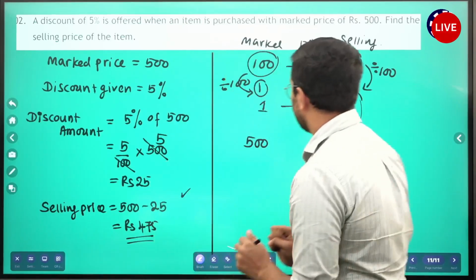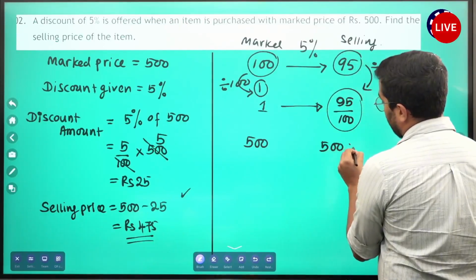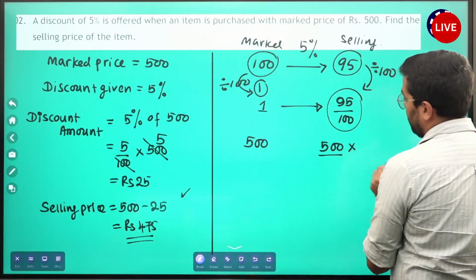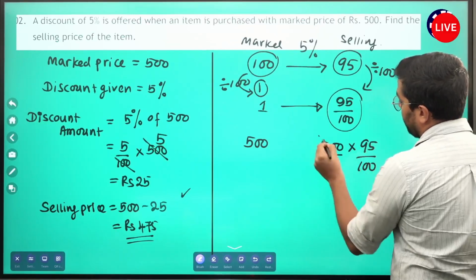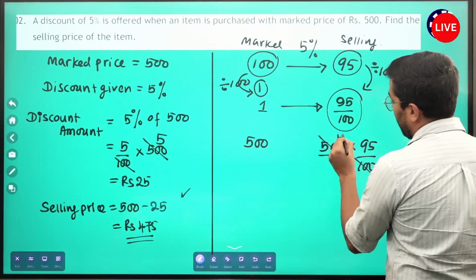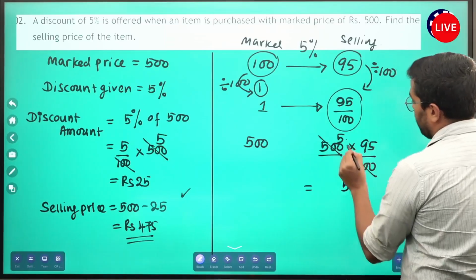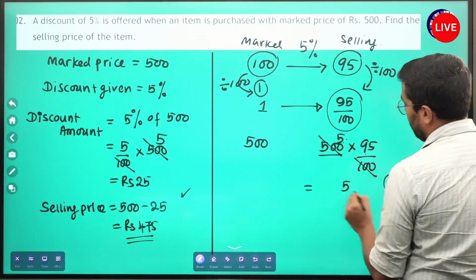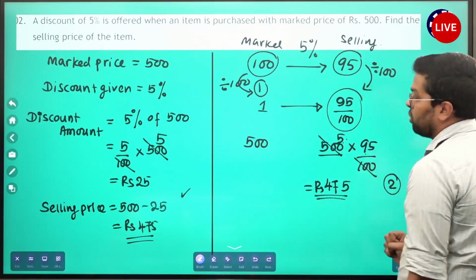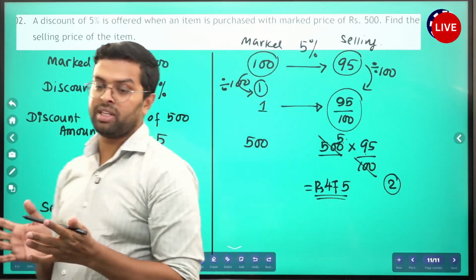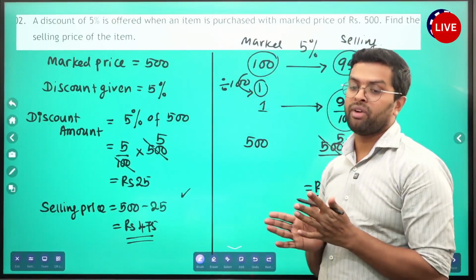Alright, okay. So the selling price will be given by the mathematical operations: 500, you multiply it by 95, then you divide it by 100. 500 divided by 100 is 5. 5 times 5 is 25. You have 2 left. 5 times 9 is 45, plus 2 is 47. So you can get the same answer using this method as well. The selling price of the item is 475 rupees.